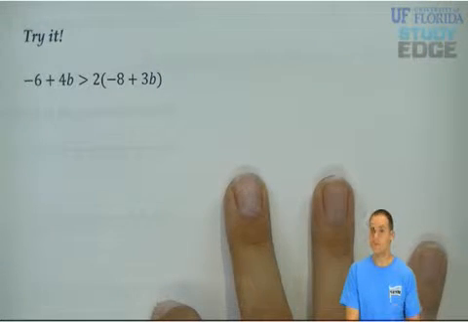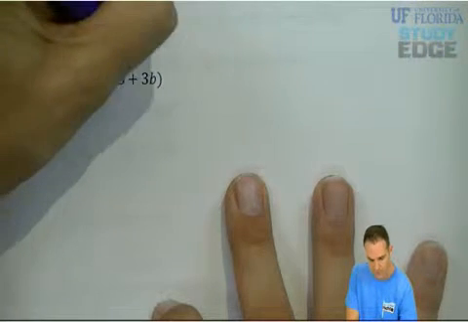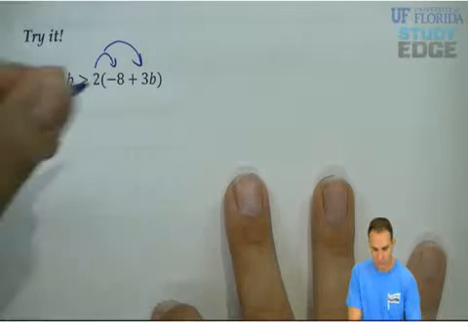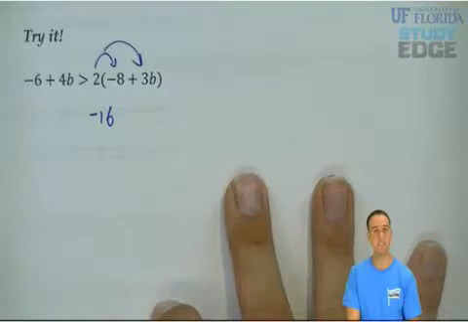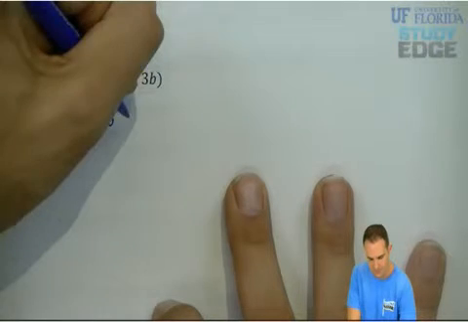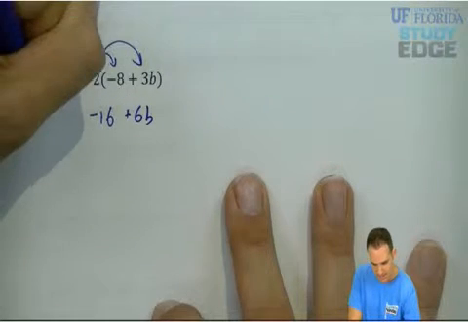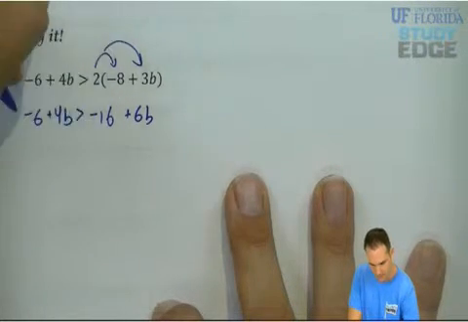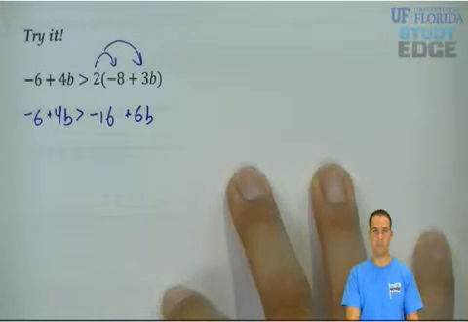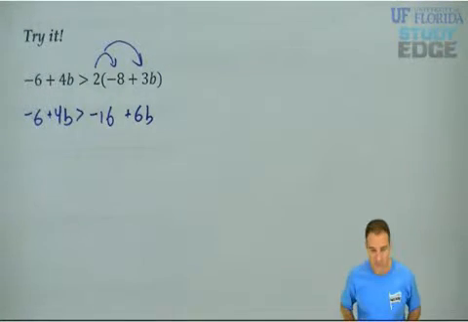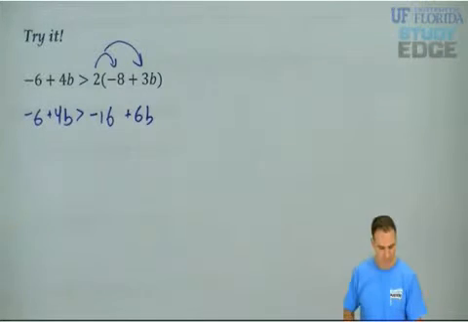Step 1, distribute. Distribute the 2 to both terms in the parentheses. 2 times negative 8 is negative 16. 2 times 3b is 6b. Everything else you'll leave alone. From here, combine like terms on each side of the inequality. In this case, there's nothing to combine.